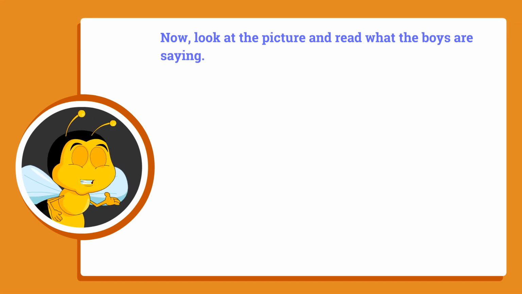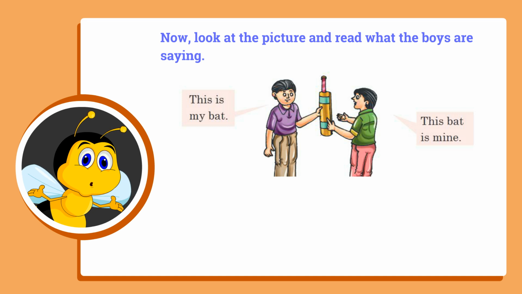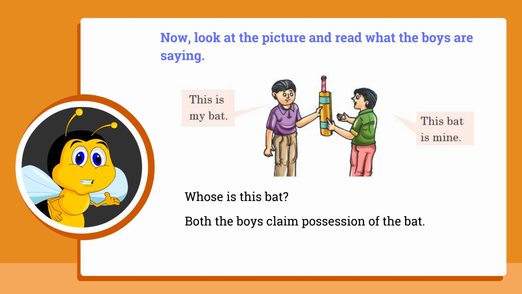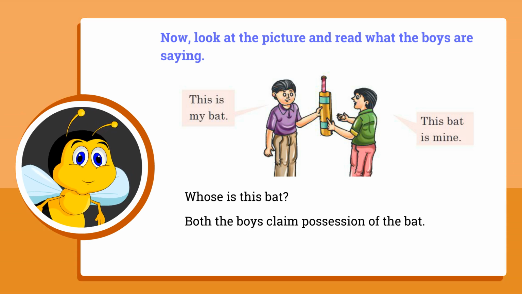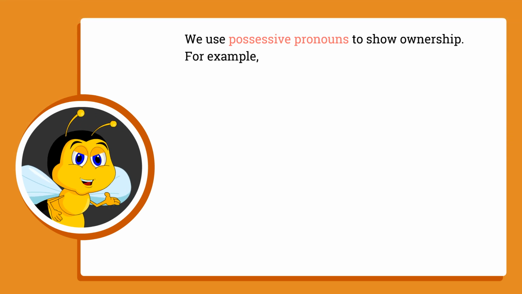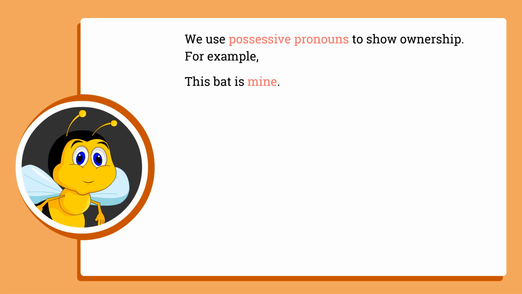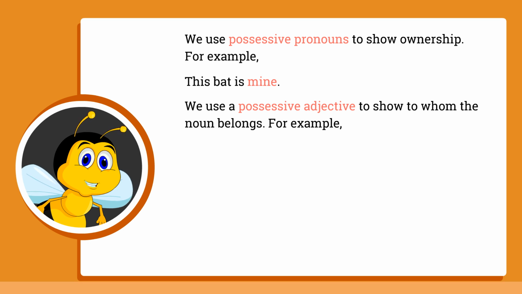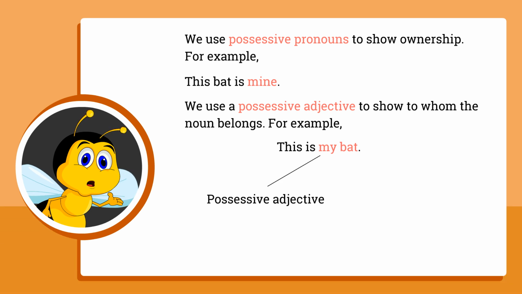Now, look at the picture and read what the boys are saying. This is my bat. This bat is mine. Whose is this bat? Both the boys claim possession of the bat. We use possessive pronouns to show ownership. For example, this bat is mine. We use a possessive adjective to show to whom the noun belongs. For example, this is my bat. My, possessive adjective, bat, noun.